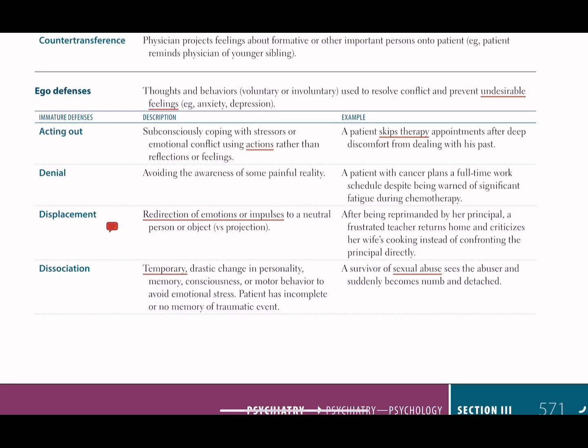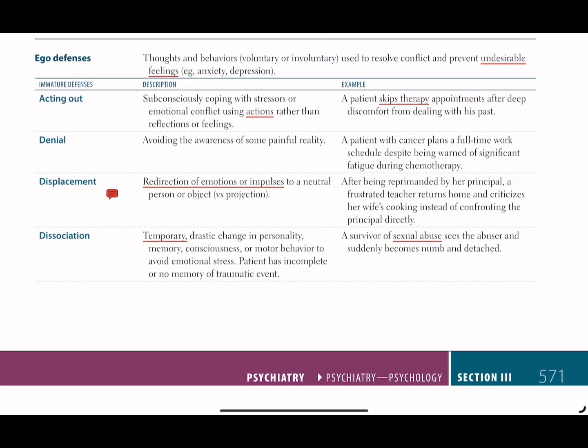Another example is a patient going through a divorce who, instead of going through it, vandalizes or ruins his wife's car. This is another example of acting out. Denial: avoiding awareness of some painful reality. A patient with cancer plans a full-time work schedule despite being warned of significant fatigue during chemotherapy. He denies that he has cancer and will have fatigue. Displacement: redirection of emotions or impulses to a neutral person or object. After being reprimanded by her principal, a frustrated teacher returns home and criticizes her wife's cooking instead of confronting the principal directly.